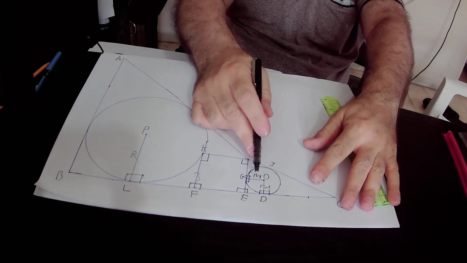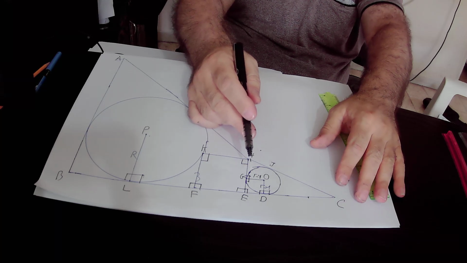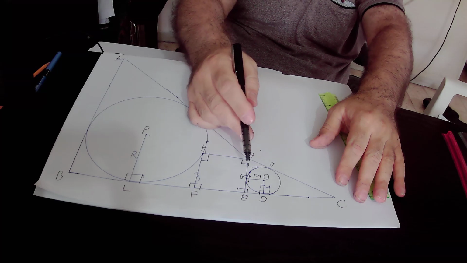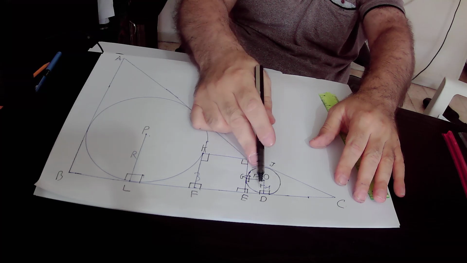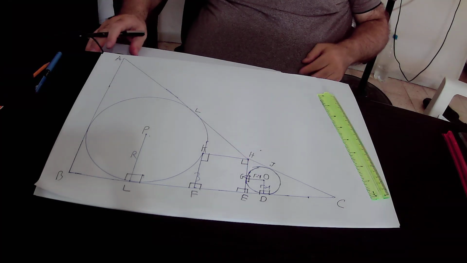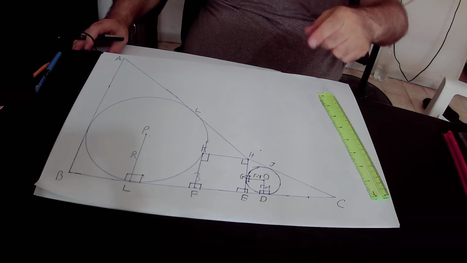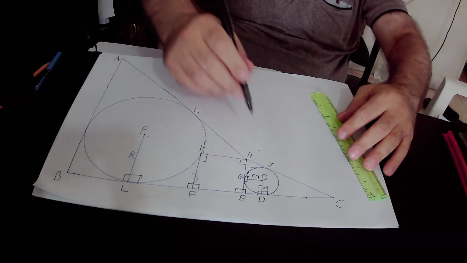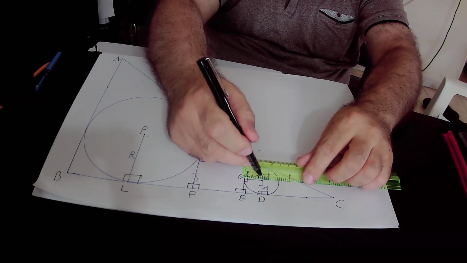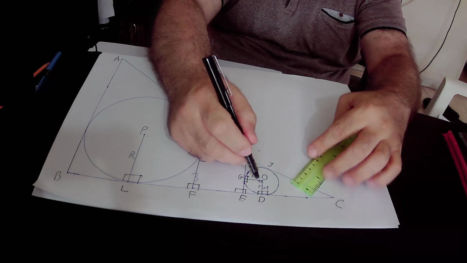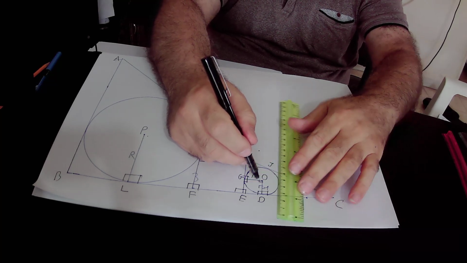OGED, this quadrilateral, we have 1, 2, 3 right angles. Again, inside quadrilateral OGED, we have 1, 2, 3 right angles. And the sum of 3 right angles is 270 degrees. So the fourth angle must also equal 90 degrees, according to the rule that the sum of the angles in any quadrilateral is equal to 360 degrees.